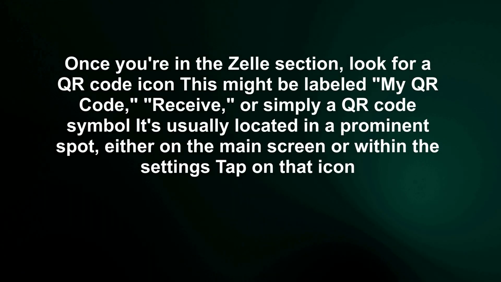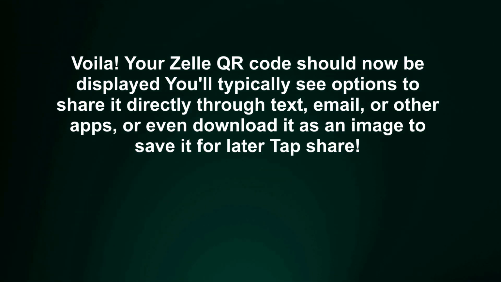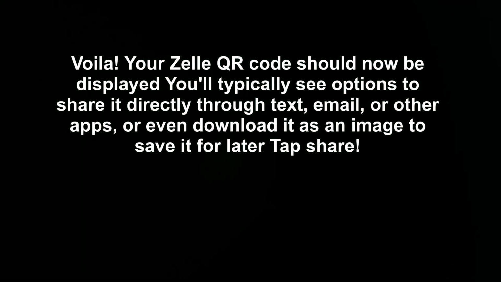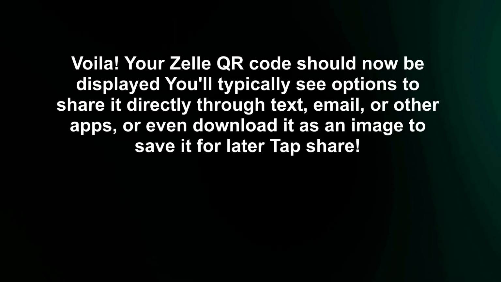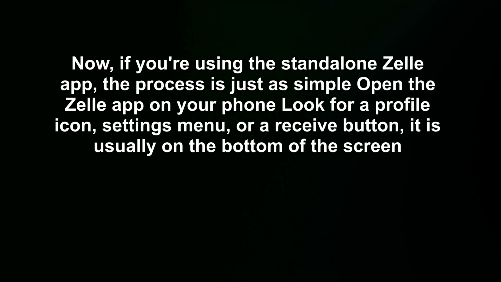Tap on that icon. Voila! Your Zelle QR code should now be displayed. You'll typically see options to share it directly through text, email, or other apps, or even download it as an image to save it for later. Tap Share. Now, if you're using the standalone Zelle app, the process is just as simple.